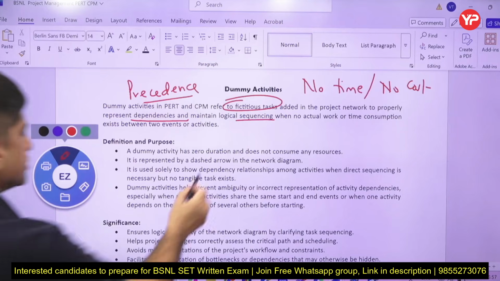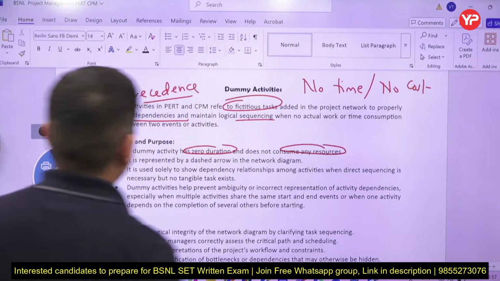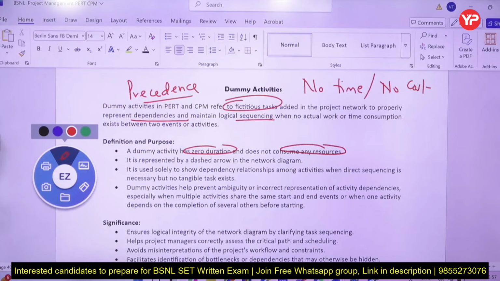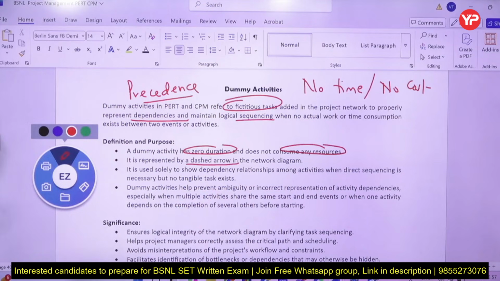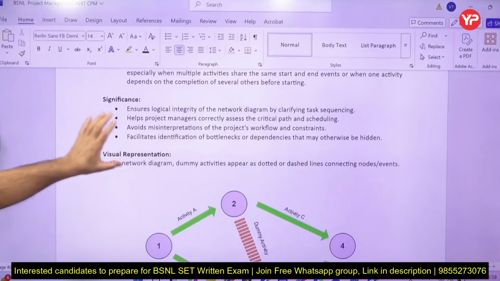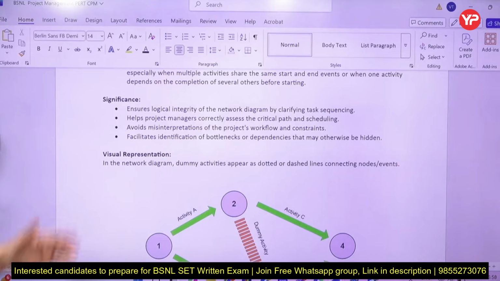इसका 0 duration होता है, no resource it consumes. This is shown as some kind of dash arrows on the network diagram. Dependency relation only it is showing. कोई incorrect dependency ना आए इसके लिए हम इनको use करते हैं. So these are used for that particular purpose. Significance क्या है? This ensures the logical link between the diagrams. It helps project managers to correctly assess the critical path.